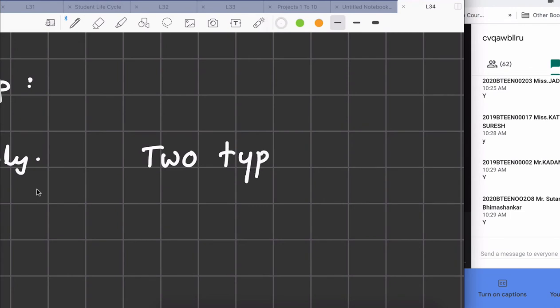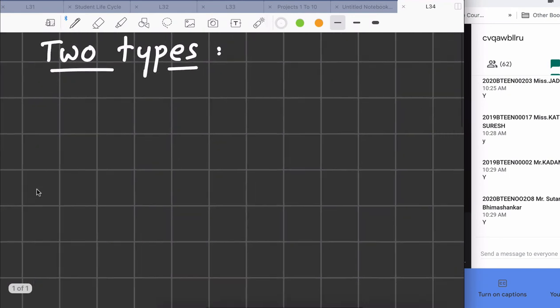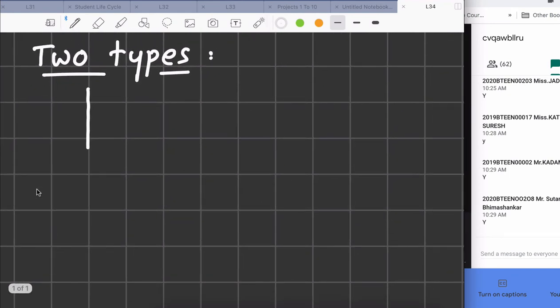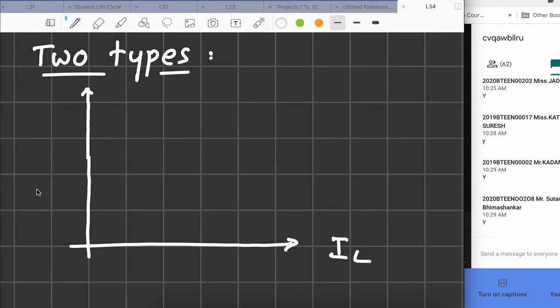Two types. I will draw two graphs and then we'll discuss what these graphs are. This is IL, this is VL, so it is constant, and this is the limit. Actually IL, this value can change from 0 to any value, but the limit is set here.